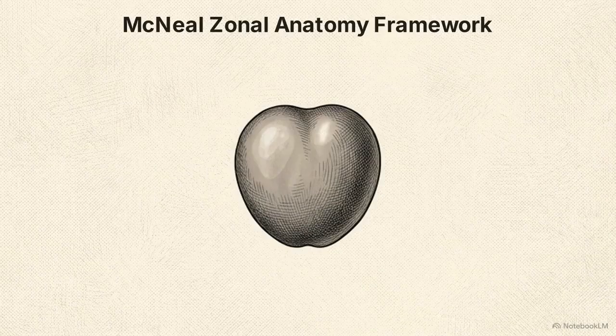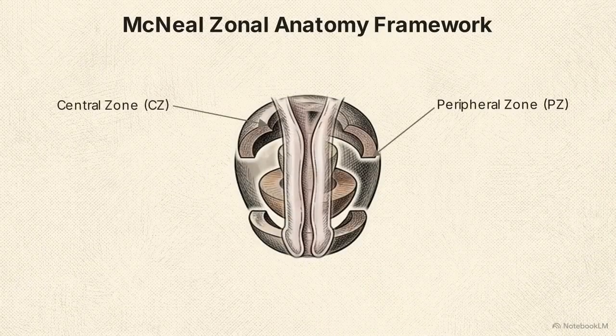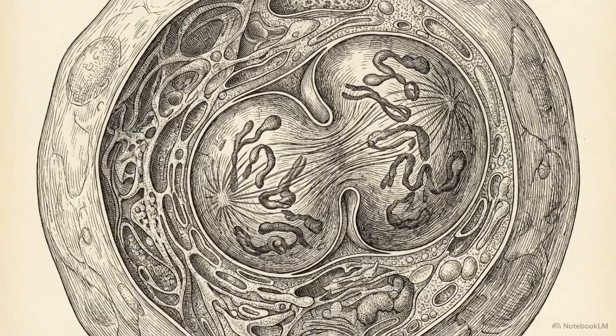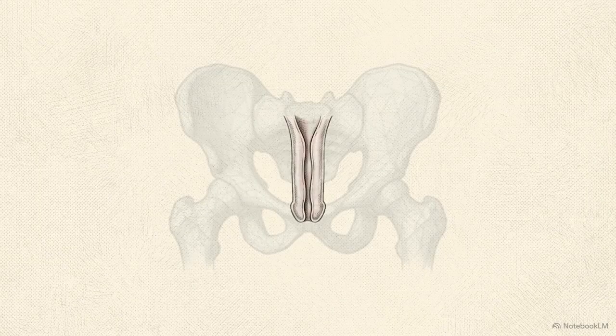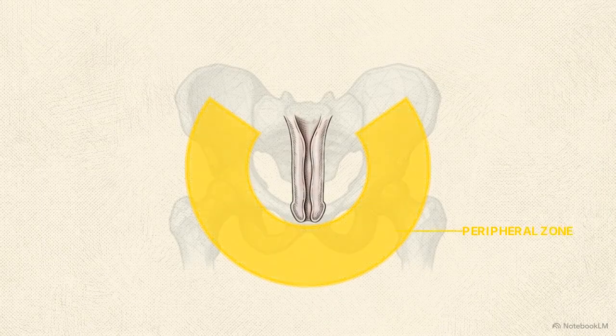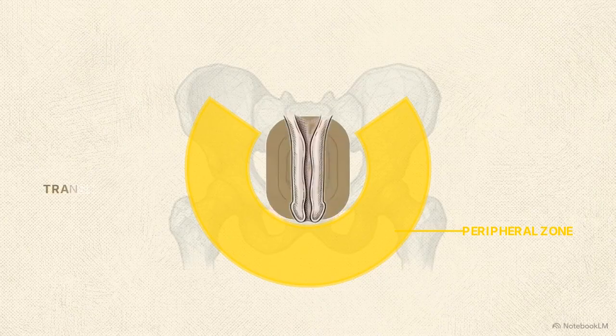Once the plane is set correctly, the gland is mapped using the McNeil zonal anatomy framework. This system is the gold standard for predicting oncologic risk based on tissue origin. The McNeil model divides the prostate by glandular composition. The peripheral zone, where the majority of cancers originate, wraps around the posterior and lateral edges. Inward from that, the transition zone surrounds the prostatic urethra.